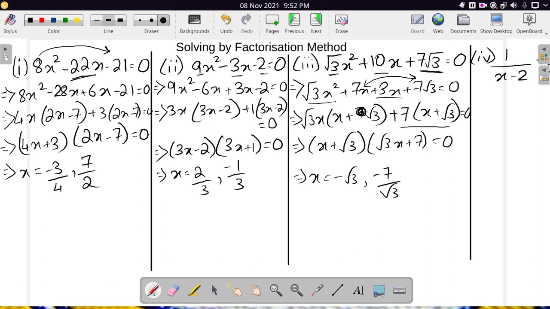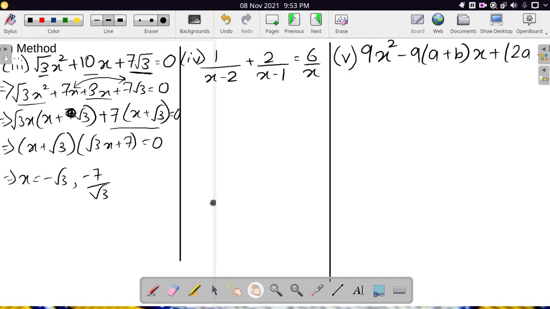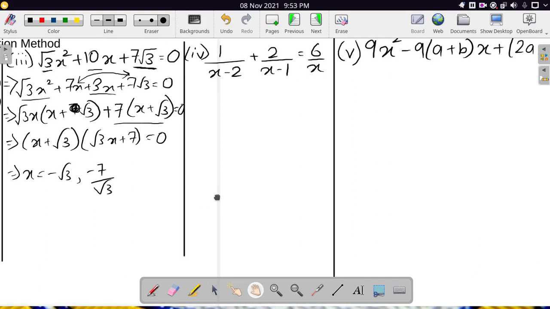Now we will move on to the next sum. These all are the factorization. This is a little complex, but the rule will be the same. It's not so complex. The rule will always be the same. So that thing is constant. So here what we will do, we will just do the LCM. Just take the LCM.